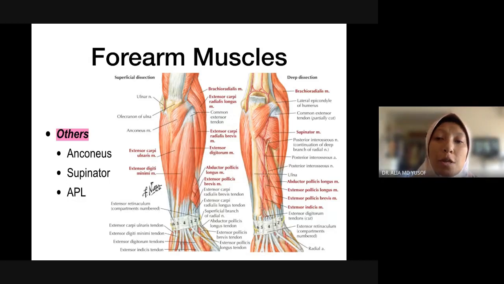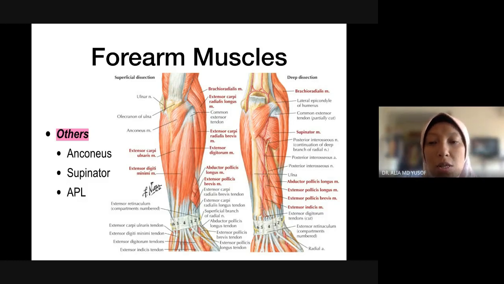Anconeus muscle ini, setengah buku masukkan dia sebagai common extensor sebab dia berasal ataupun origin dia sama dengan common extensor, iaitu lateral epicondyle of humerus. Tetapi oleh kerana dia very short and it doesn't produce major movement, some books do not consider it as common extensor. But this is a debate between academicians. You don't have to worry about it lah.